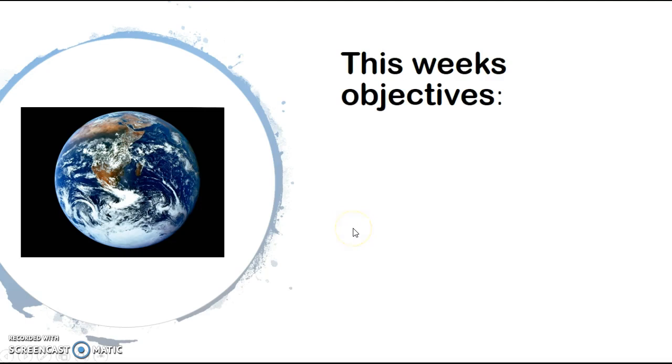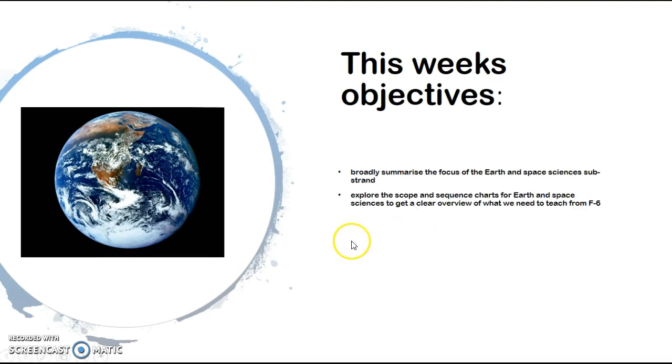This week's objectives were to broadly summarise the focus of the Earth and Space Sciences substrand, and basically this substrand is all about how the Earth's structure is a dynamic and changing thing, and that Earth has a particular place in space and the cosmos. We looked at the scope and sequence charts for Earth and Space Sciences to get a clear overview of what we need to teach from Foundation to Year 6.